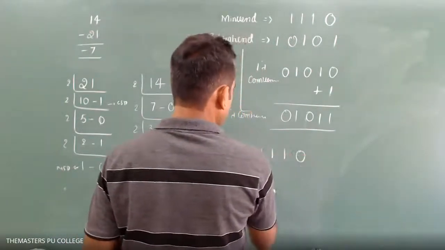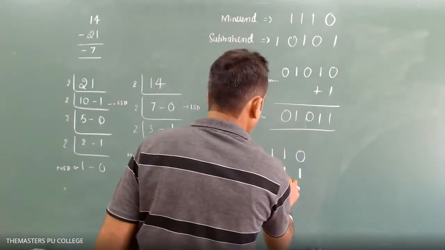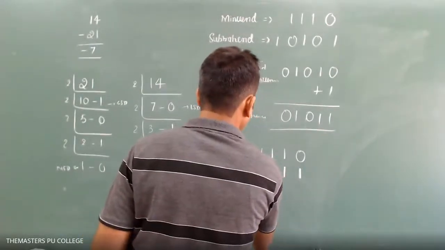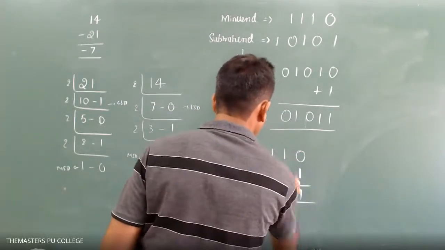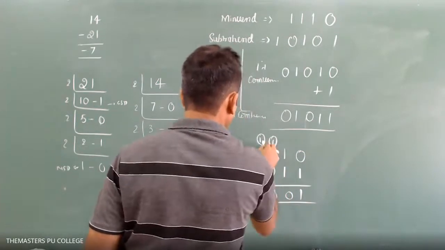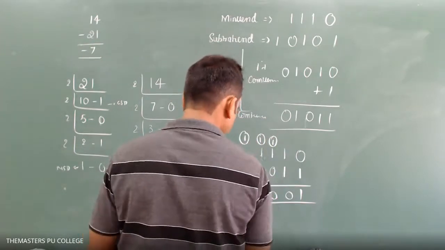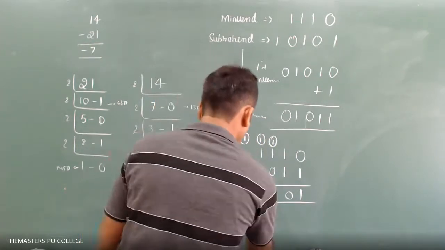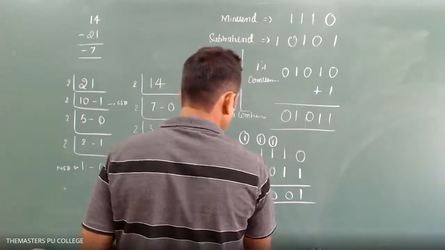What is the minus? 1110. Okay, so the result should be recomplemented again. So 1 1 0 1 0. Add with the minus. 1 0 1: 1 plus 1 is 0, 1 is carried. 1 plus 1 is 0, 1 will be carried, and then 0 plus 1 is 1. And then 1 plus 0 is 1 as it is.